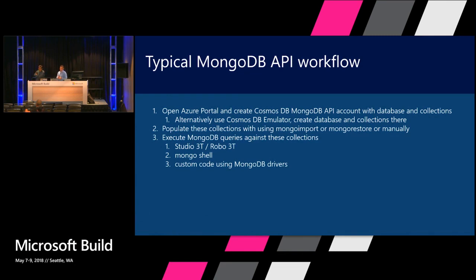Now, what is the typical MongoDB API workflow? So as I've shown you, you first have to create an account with Cosmos DB. That's one-time thing. You can use the CLI, or you can use the SDK for that as well, or you can manually create it on the portal. All you need to get from it is credentials, essentially, and then you populate the collections with the data. You can do it manually through portal. You can do it through Mongo import, Mongo restore, or any other tool that you like to use, and then you execute queries in your code or in your tools, or Mongo shell for that matter.